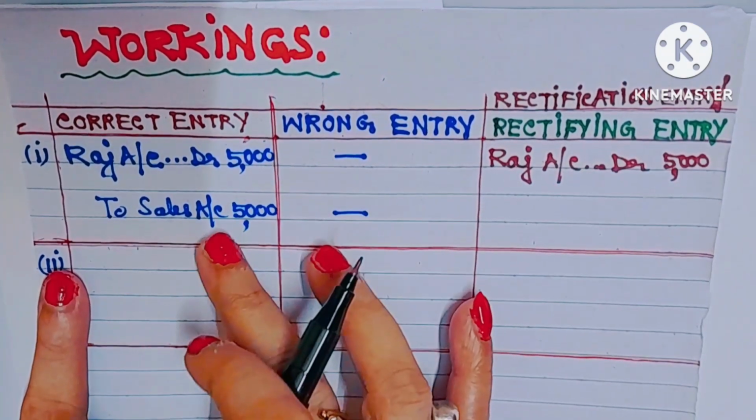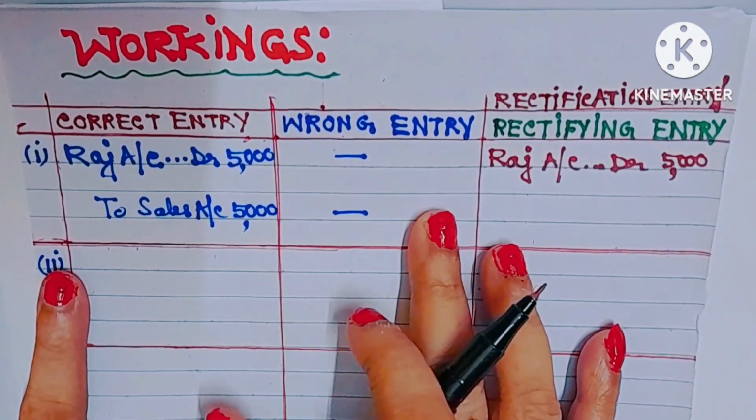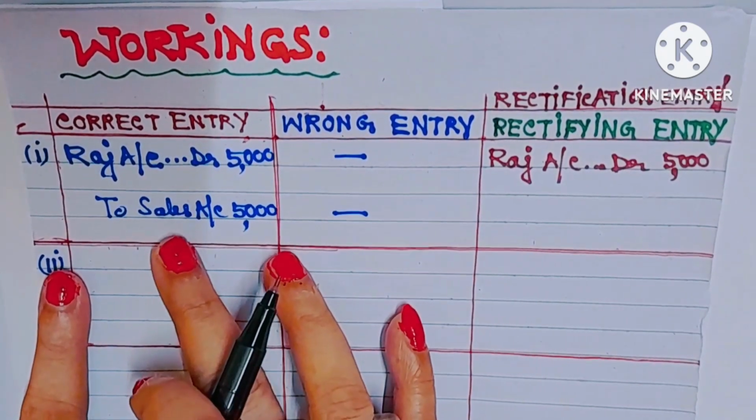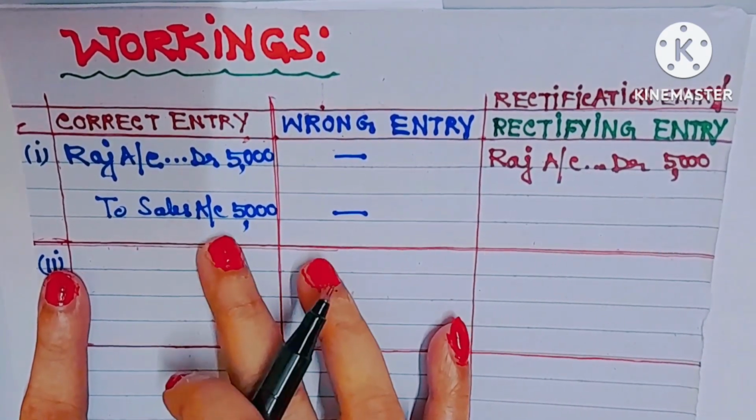First, you have to compare the correct entry with the wrong entry. So see, on the credit side of the correct entry, sales account 5000. This is the correct entry.